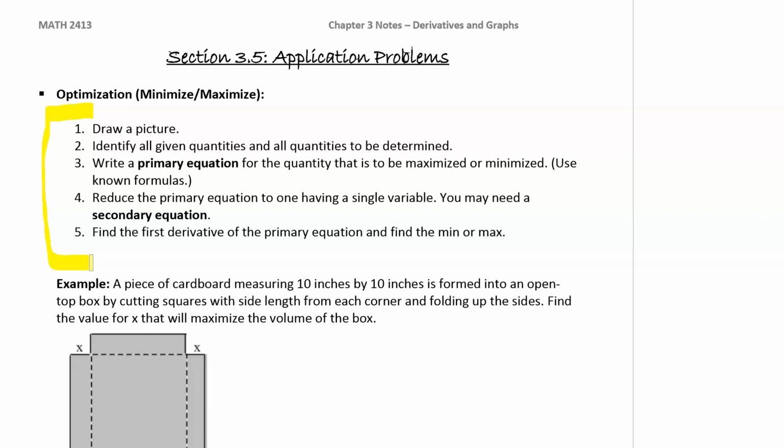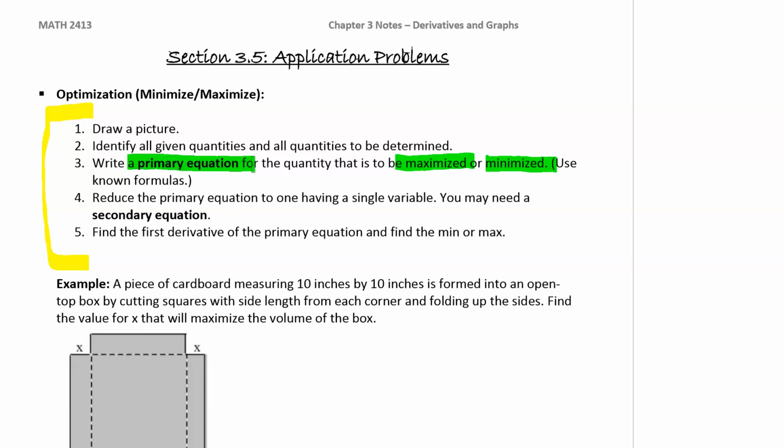Did it represent a derivative value? Did it represent a side length? What did each number or set of information tell you? 3, write a primary equation for the quantity that's being maximized or minimized. So if it says some value is being maximized or minimized, this is going to be your primary equation that you're going to be taking derivatives of or manipulating.